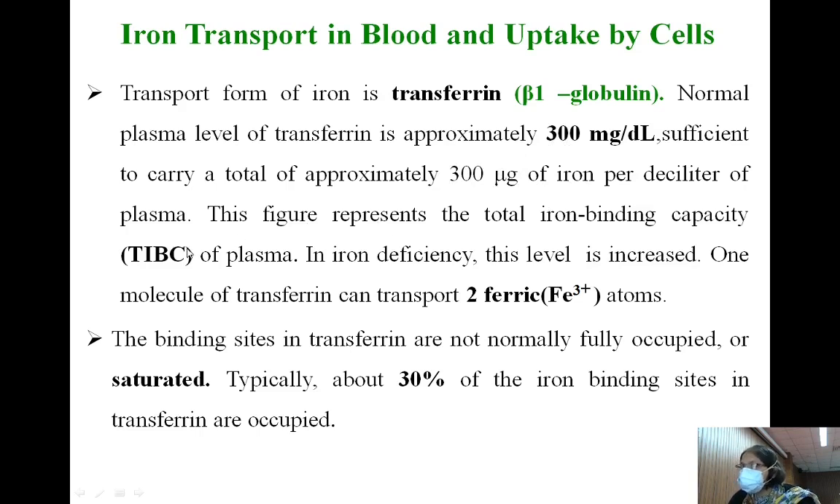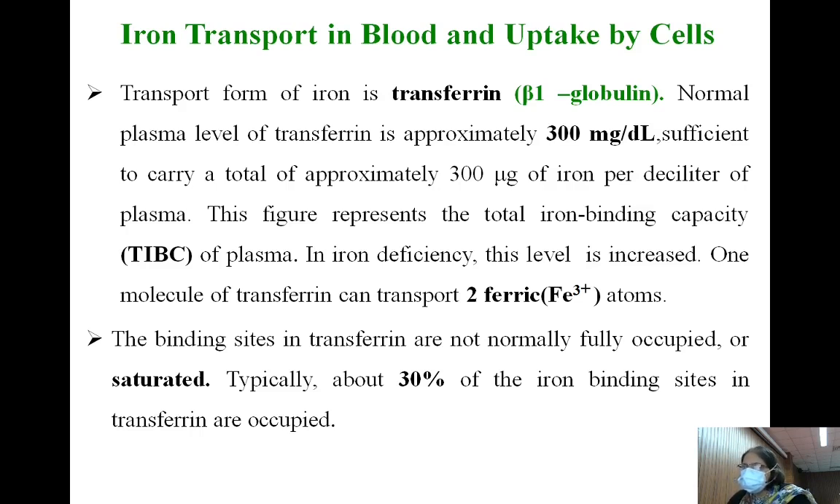Okay, so TIBC is indirectly the bound form of the iron, isn't it? Bound form of the iron per deciliter of the plasma, or per deciliter of the serum. That means at the same time all the binding sites of the transferrin are not occupied by the iron, isn't it? In iron deficiency the level is increased. In case of iron deficiency TIBC will be increased.